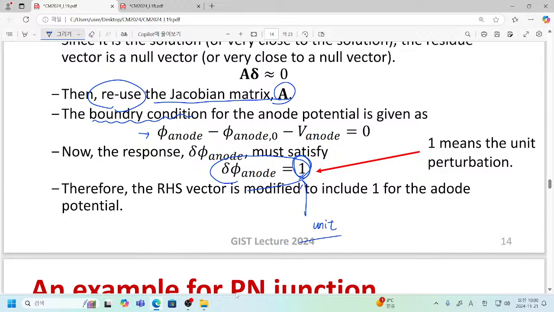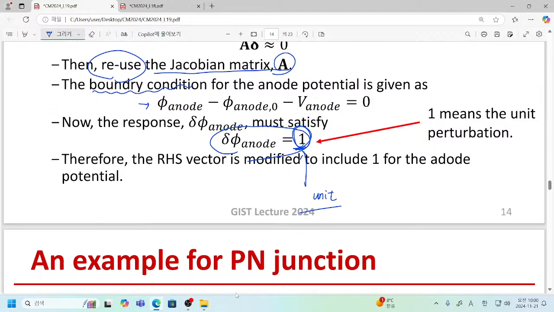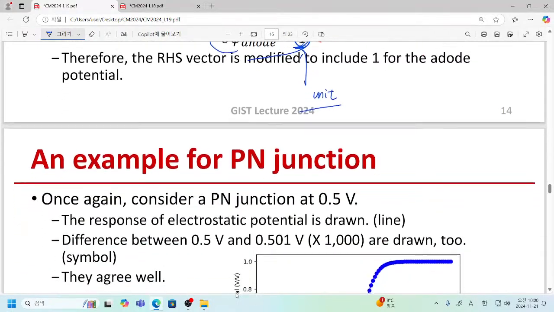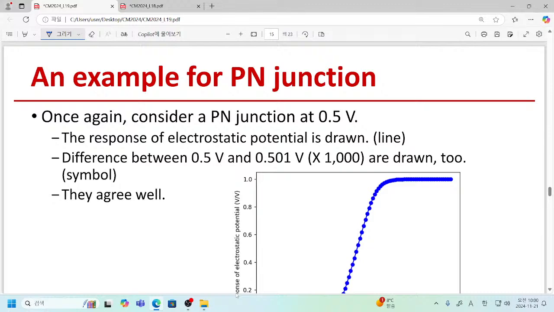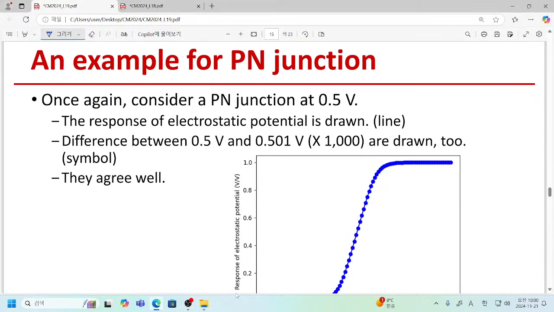So since this is 1, every response is just normalized to this 1. So we will have just a simple y parameter out of current value. Okay, so please try to solve it. Okay, let me just give you an example.